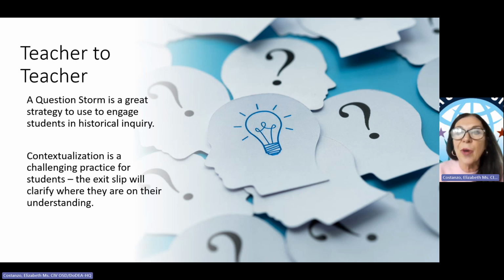So just a couple of things. The question storm is a great strategy to engage students in historical inquiry, and it aligns with what we did this morning as far as questioning and using Costa's level of questions. So if you've used that with your kids, this is another great place to bring that back. Otherwise, the Y's, the 5 W's and the H are always a good starter to get questions that aren't just answered by yes or no. And then contextualization is challenging. So I think the exit slip will help clarify if they really got the teaching point that I was trying to get, and if they really understand the practice of contextualization. So then I'm going to use their exit slip to determine what my next steps are, what do I need to repeat the next day.